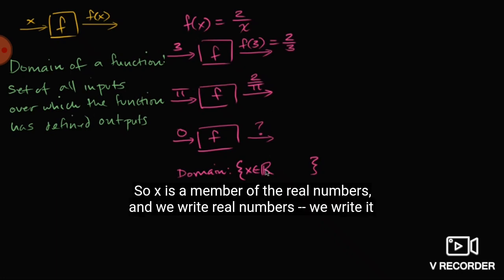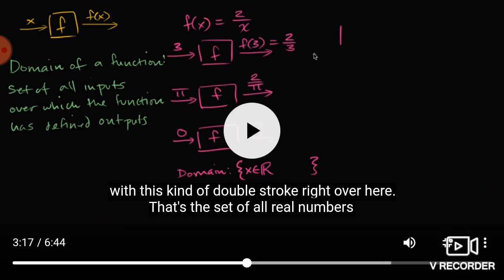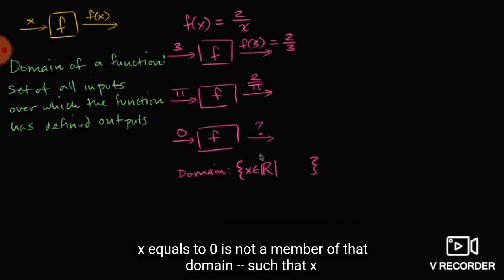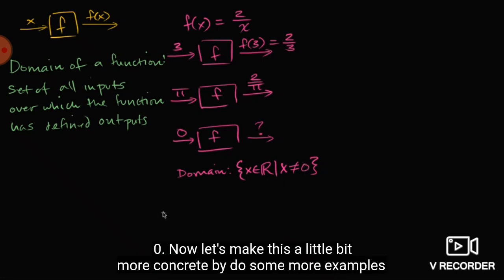So x is a member of the real numbers, and when we write real numbers, we write it with this kind of double stroke right over here. That's the set of all real numbers, such that, but we have to put the exception. x equals 0 is not a member of that domain, such that x does not equal 0. Now let's make this a little bit more concrete by doing some more examples.